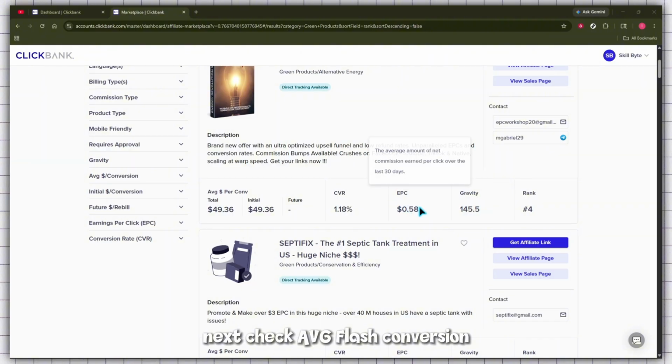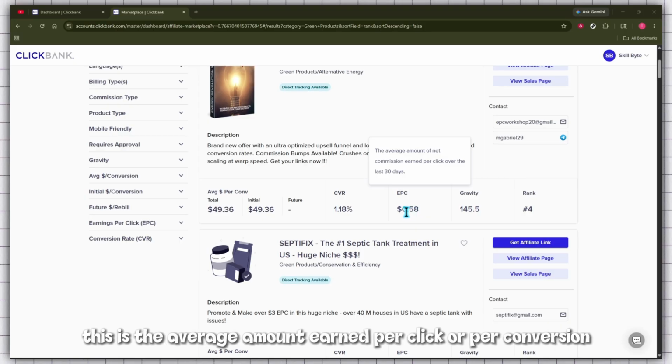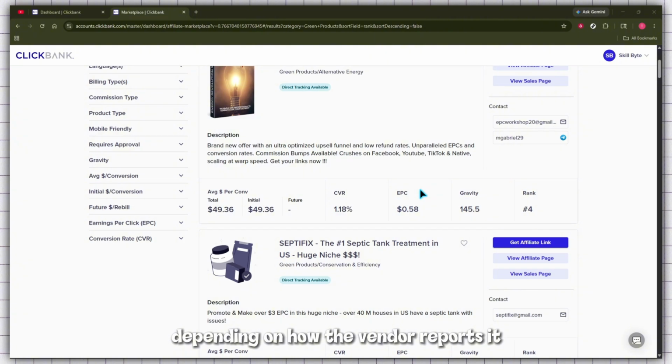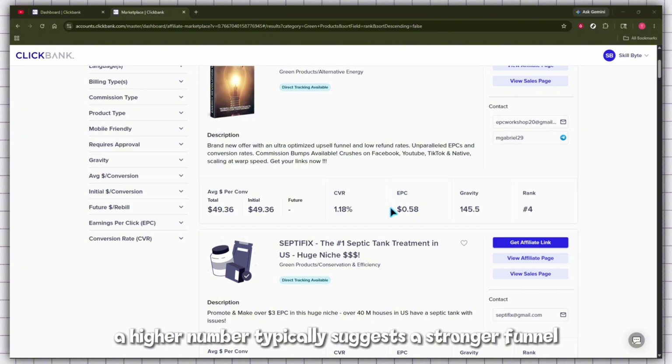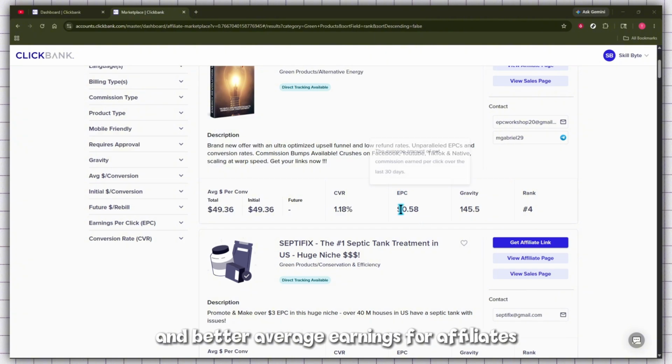Next, check AVG/conversion, sometimes labeled as EPC. This is the average amount earned per click or per conversion, depending on how the vendor reports it. A higher number typically suggests a stronger funnel and better average earnings for affiliates.